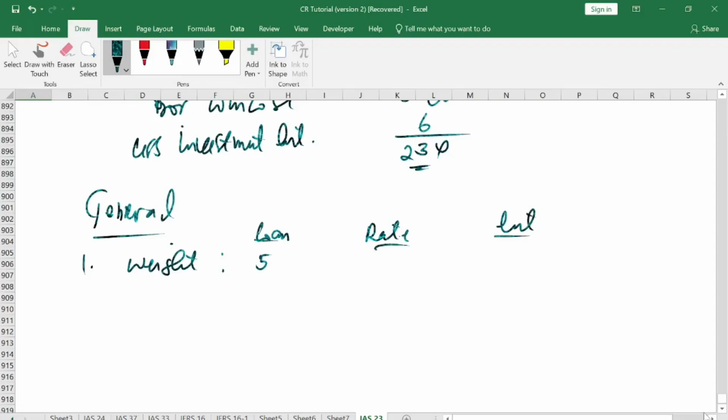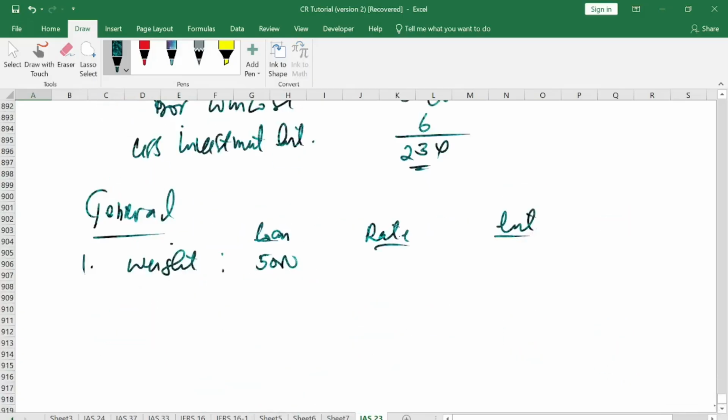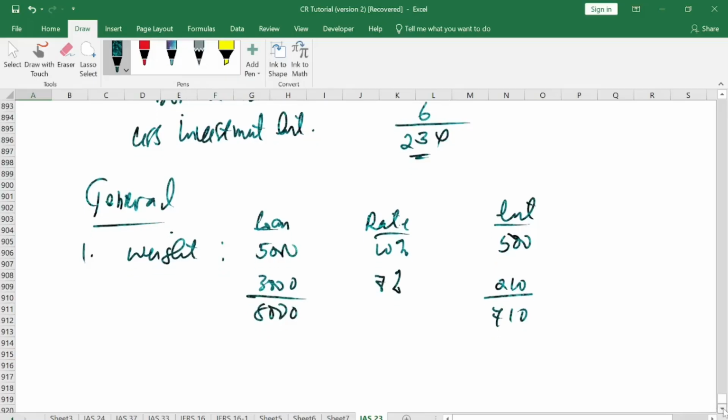Okay, so this one, the loans, the first one and the second one: 10%, 7%. So this gives you 500. The second one will give you 210. So add it. What do you have? That gives you 710. So you add this one, and this gives you 8,000.